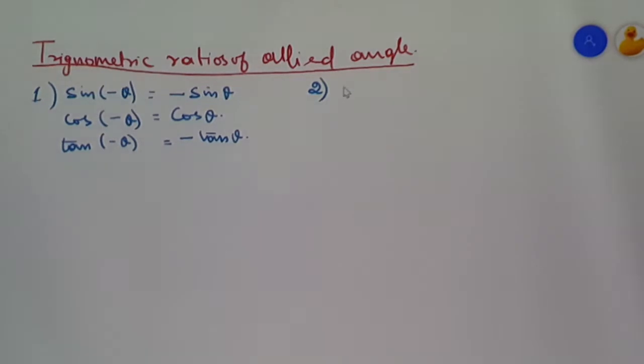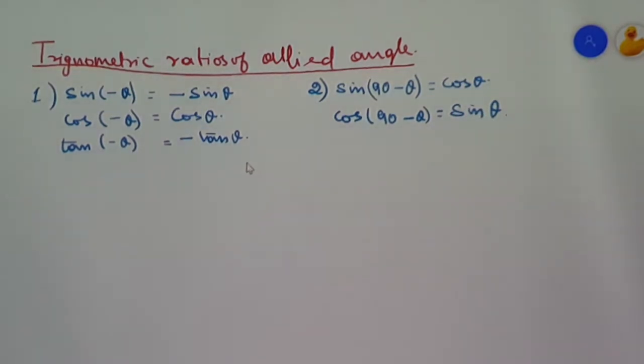Let us consider 90 minus theta. So what is sine 90 minus theta? Sine 90 minus theta is equal to cos theta. Again, cos 90 minus theta is equal to sin theta. Again, tan. What is the value of tan 90 minus theta? Tan 90 minus theta, again we can say, is cot theta.